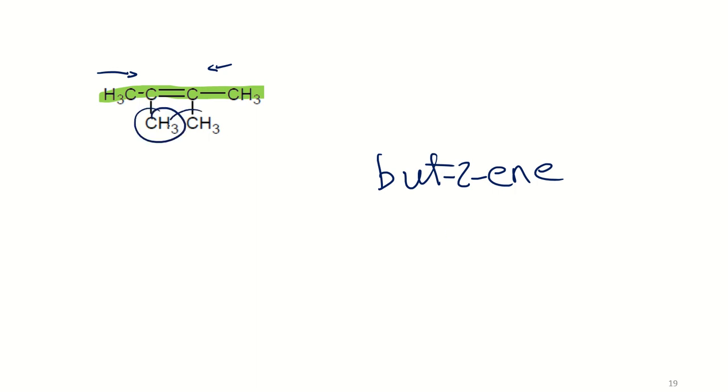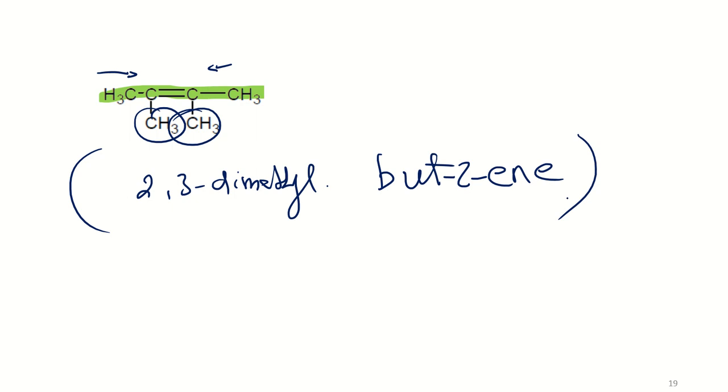I have 2 other groups here. They are on positions number 2 and 3, and they're my alkyl methyl groups. So I have 2,3-dimethyl, and that's a butene. So your whole name is in brackets there now.